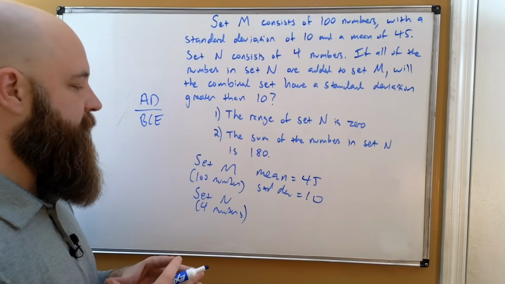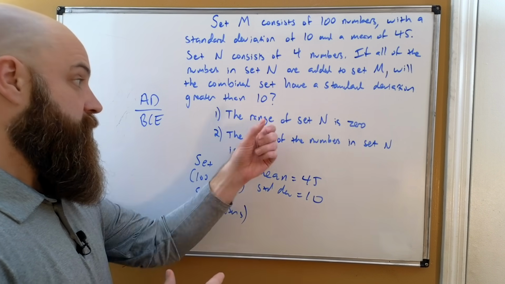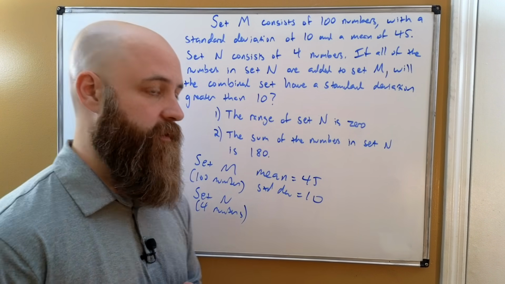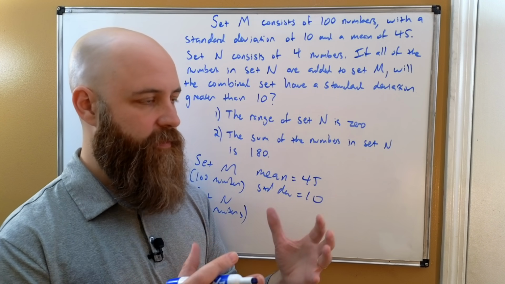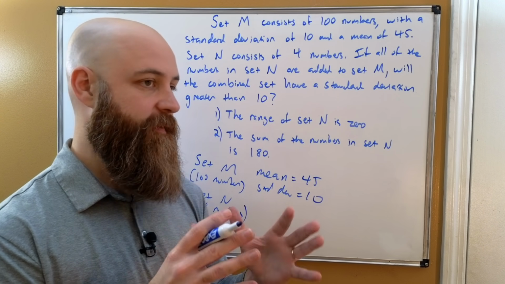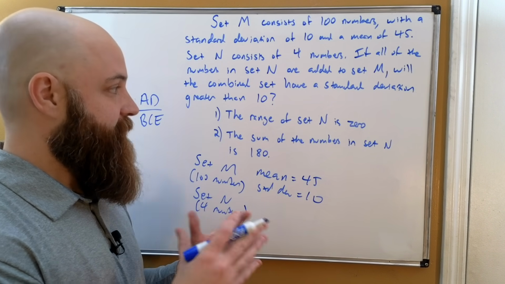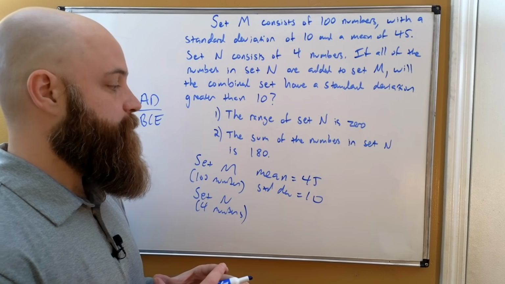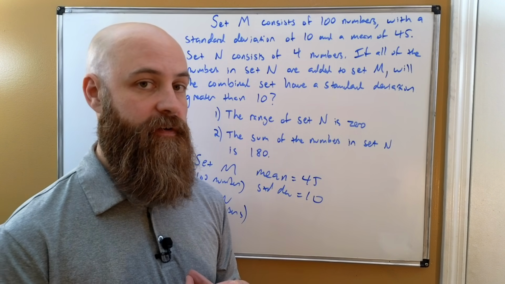What impact am I going to be having on set M when I combine set N with it? Okay, so the range of set N is 0. That means the biggest number in set N minus the smallest number is equal to 0. The only way that could be true is if I have 4 of the same number. Okay, great. So set N consists of 4 numbers that are all the same. So if I add those to set M, how is that going to change the standard deviation?